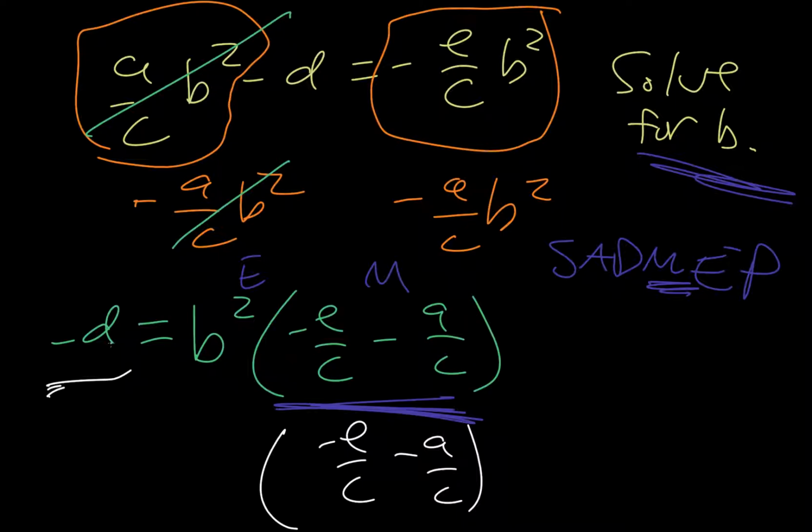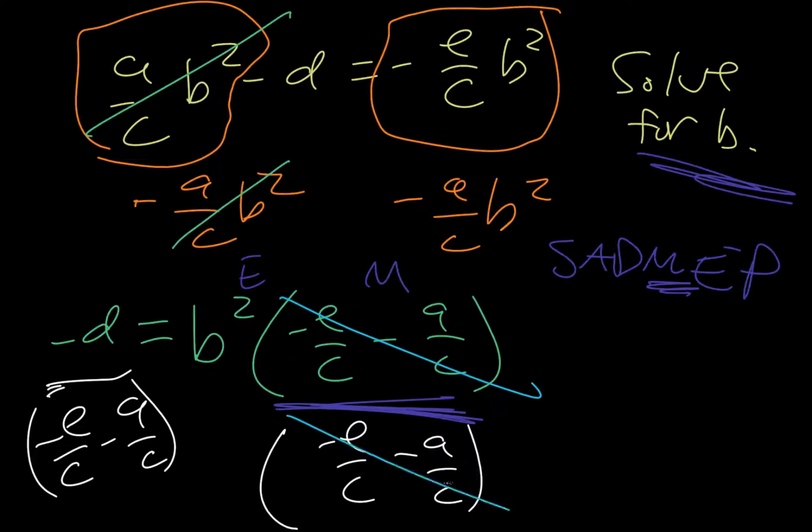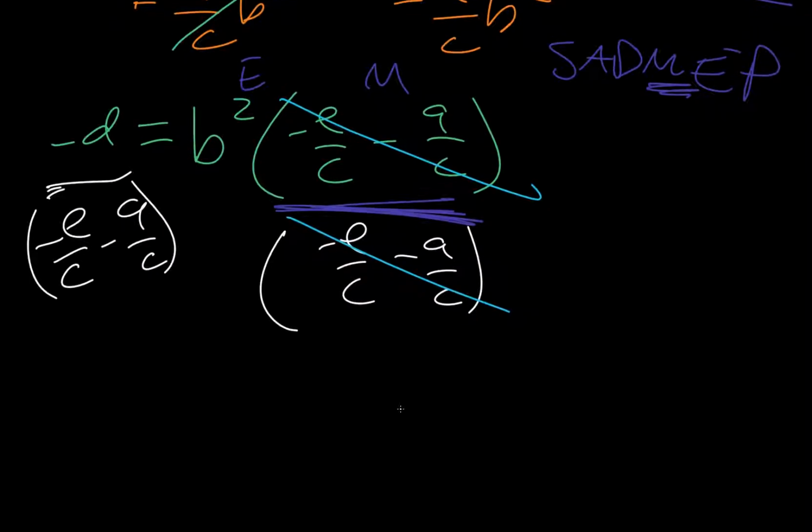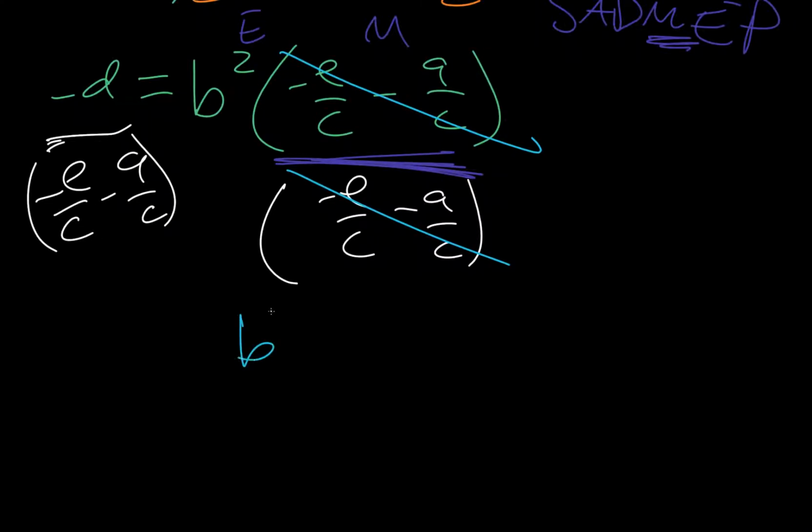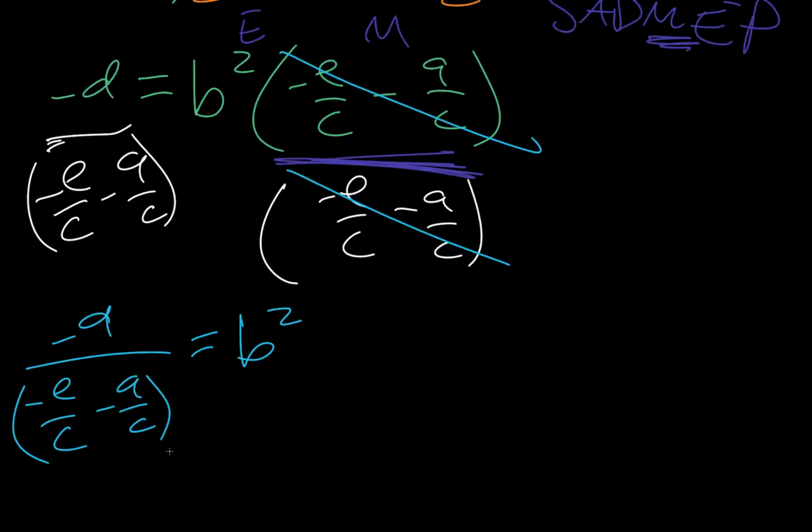Let's see, divide by negative e over c minus a over c. All right, once again, this is going to look very messy, but we're just going to leave it. So this cancels this. So on the right side, we just have b squared. On this side, we have negative d over negative e over c minus a over c. Just leave it like that.